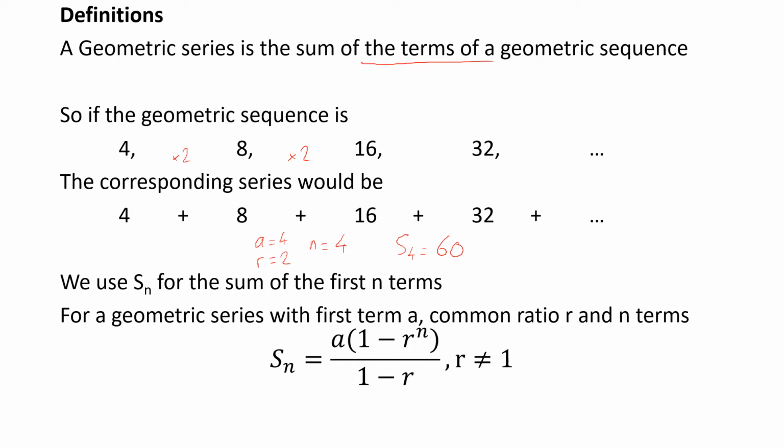Now, we're going to prove this in a couple of pages' time, but we're just going to see that it does work to start with. If we wanted to work out S4, and we should be getting that answer of 60 that we worked out earlier, we sub in a, the first term, which was 4. We then do 1 minus 2, because that was our value of r, to the power of 4, all over 1 minus r, so all over 1 minus 2. If we then expand and simplify that, we'll get 4 lots of minus 15, over minus 1, which is 60. So yeah, that works out.